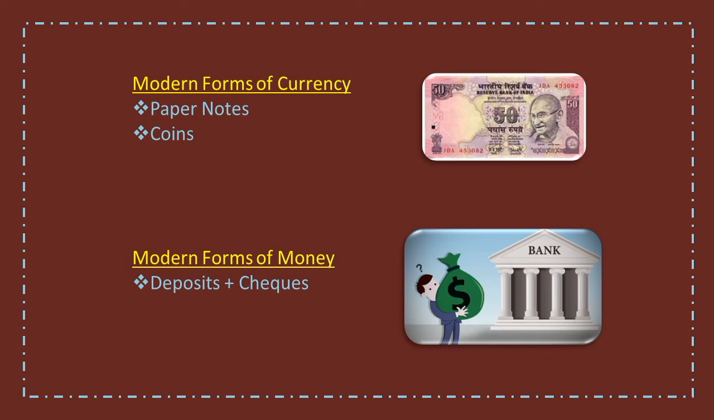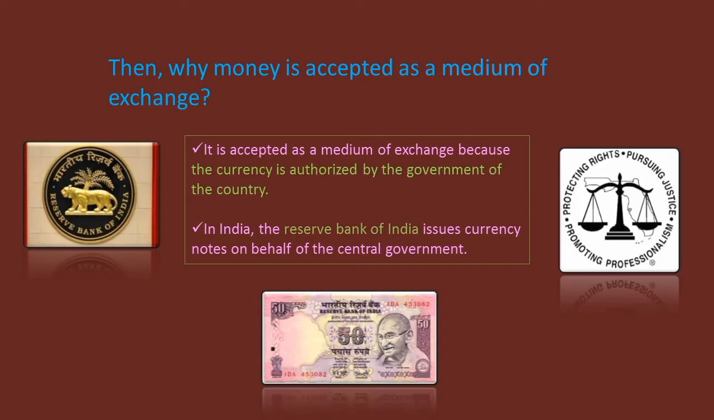So let's move forward. If you are saying that paper notes are just paper, why are they accepted as a medium of exchange? It is accepted as a medium of exchange because it is authorized by the government of our country, the central government. On behalf of the central government, the Reserve Bank of India issues the currency note. So it is authorized by the government of the country, and the government is at the head of the country. That is why we accept money as a medium of exchange. So there is nothing much to explain. Let's go on.